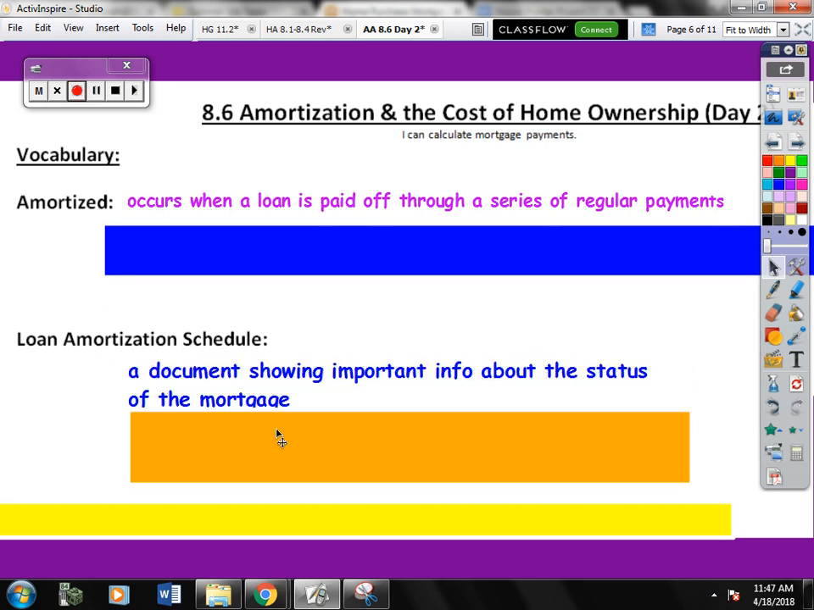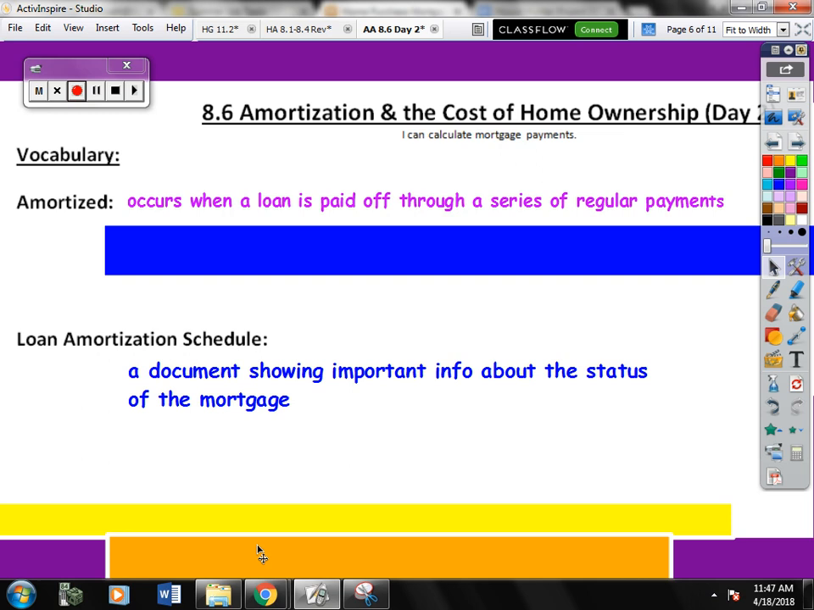The loan amortization schedule is what we just looked at. It's a document showing important information about where your money is going every month. I have a paper copy too that I can pass around if you want to see what one would look like for all of the payments. But again, it's very, very long because of how many months and how many years you're doing this process.